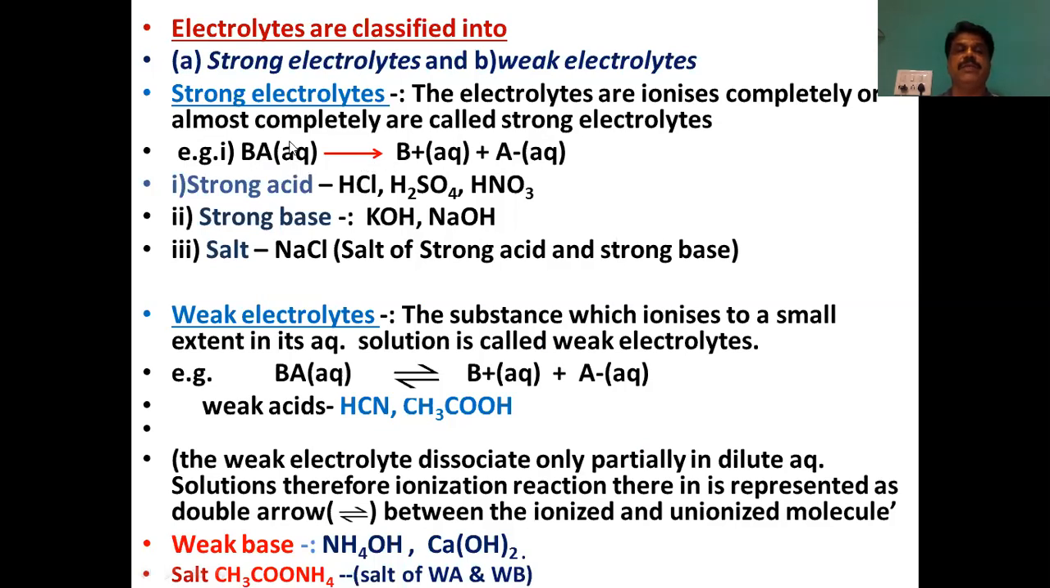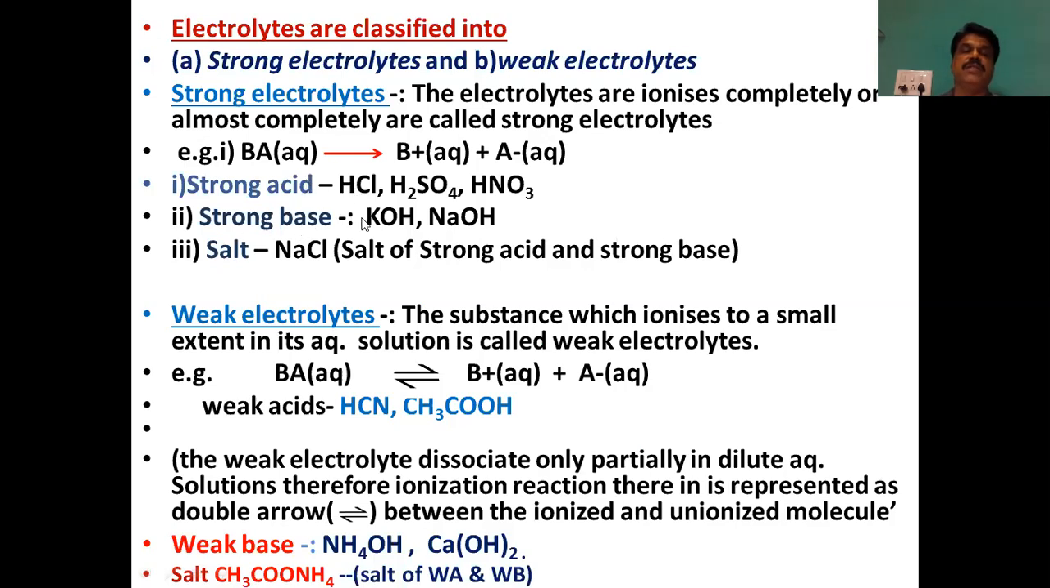Other examples of strong electrolytes are strong acids, strong bases, and salts of strong acids and strong bases, that is NaCl. The strong acids are HCl, H2SO4, and HNO3: HCl is hydrochloric acid, H2SO4 is sulfuric acid, HNO3 is nitric acid. These strong acids dissociate completely, so they are examples of strong electrolytes.